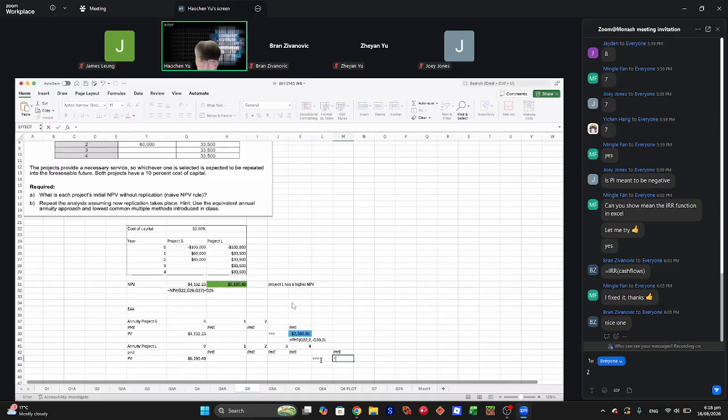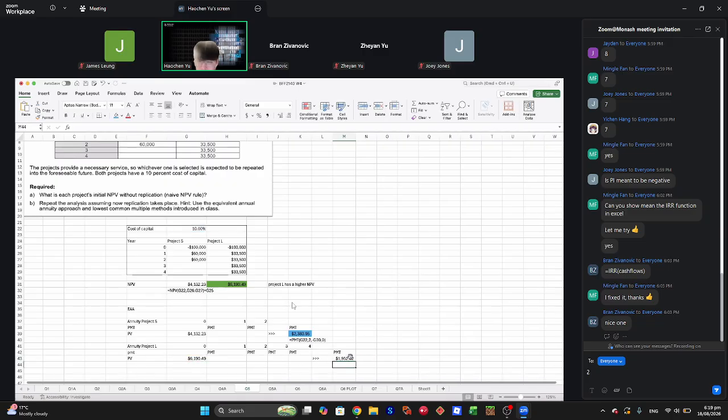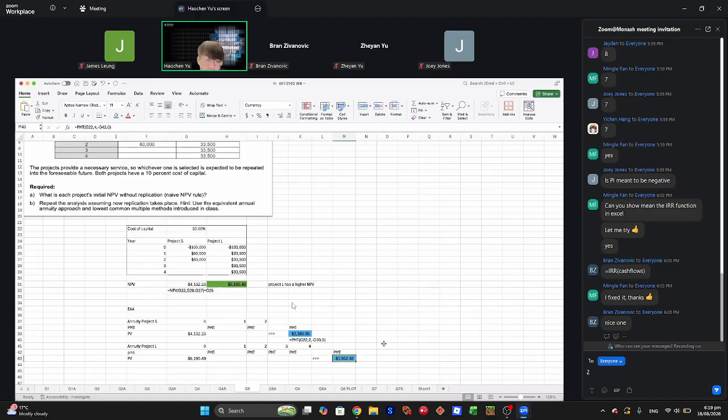So we apply the PMT function again. Rate still 10%, nper now becomes 4, because project L takes 4 years. Present value, we already know this, it is 6,000. Future value just 0, and then that's it. So this is going to be the payment value for the annuity of project L.